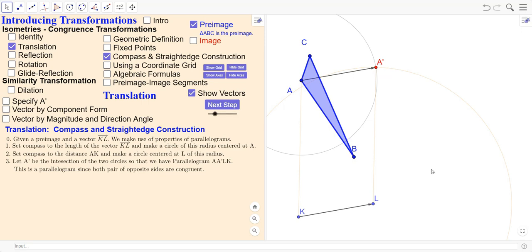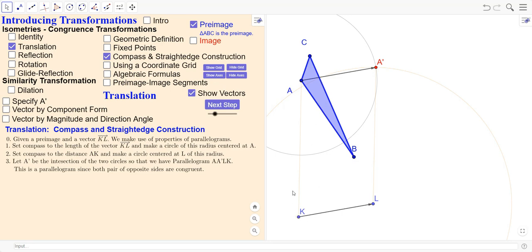Why does this work? Well, it's because we're generating a parallelogram here. How do we know it's a parallelogram? Well, earlier in the course, we proved that a quadrilateral with both pair of opposite sides congruent is a parallelogram. It's not the definition of a parallelogram, that's a property of parallelograms.